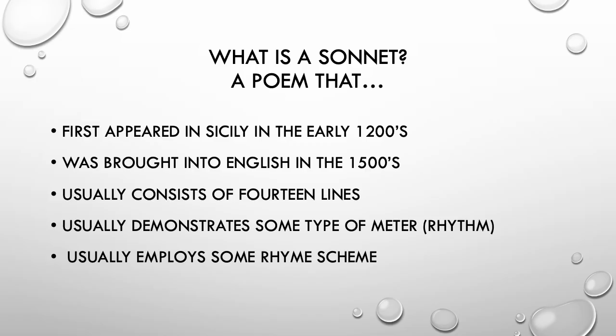A sonnet usually consists of 14 lines. It usually demonstrates some type of meter or rhythm. That is, each line has a set of beats to it, almost like a song. And it usually employs a rhyme scheme. I say usually because you may have been taught in high school English that these are hard and fast rules, but in fact, sonnet writers have used all sorts of variations in how they have structured a sonnet.